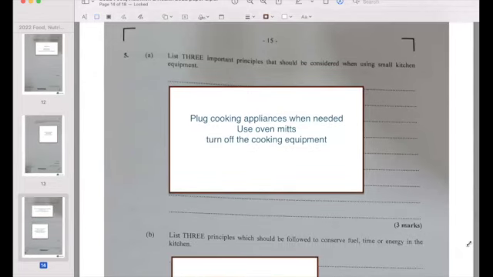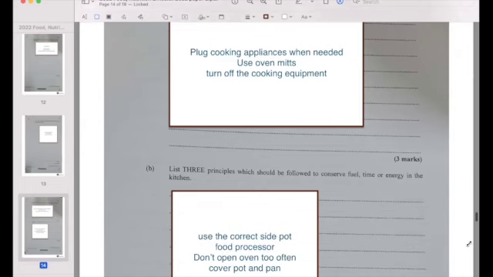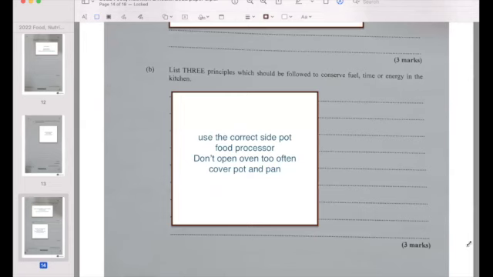Question number 5. The three important principles that should be considered when using small equipment. All right. Plug in a cooking appliance when needed. So you plug in the appliance when you need it. Use an oven mitt. It's a principle. Turn off all cooking equipment. 3 marks.